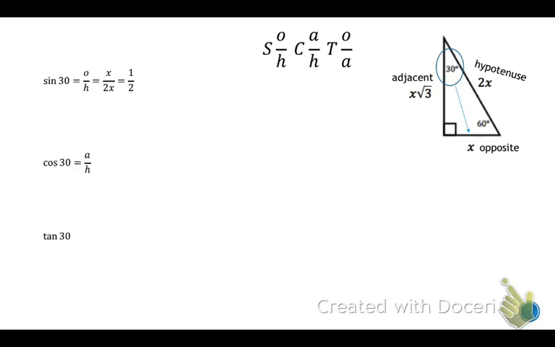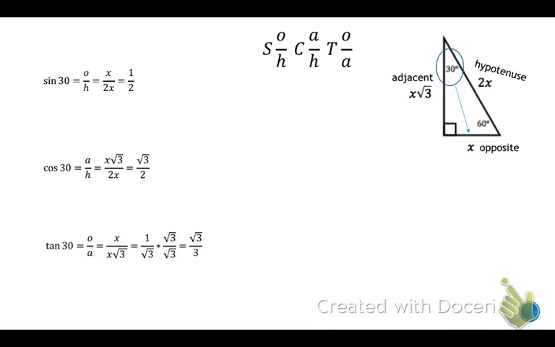Cosine is adjacent over hypotenuse, which is x square root of 3 over 2x. Those x's cancel, and you're left with the square root of 3 over 2. Then tangent is opposite over adjacent, so that's x over x square root of 3. Those x's cancel. You're left with 1 over the square root of 3. Rationalize the denominator, multiply by the square root of 3 over the square root of 3. And you get the square root of 3 over 3.